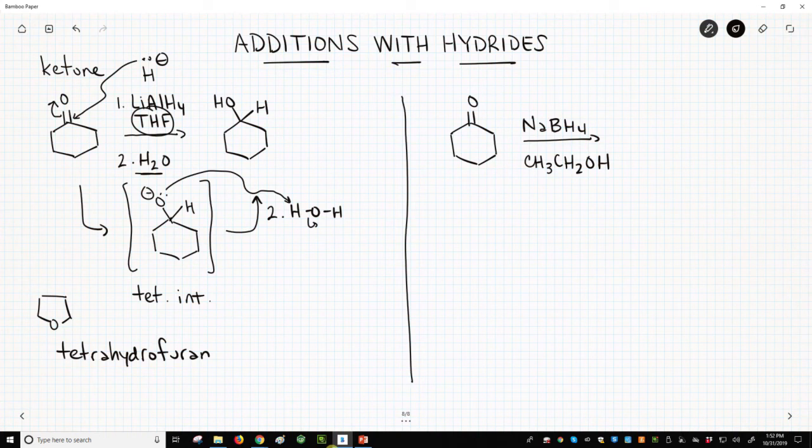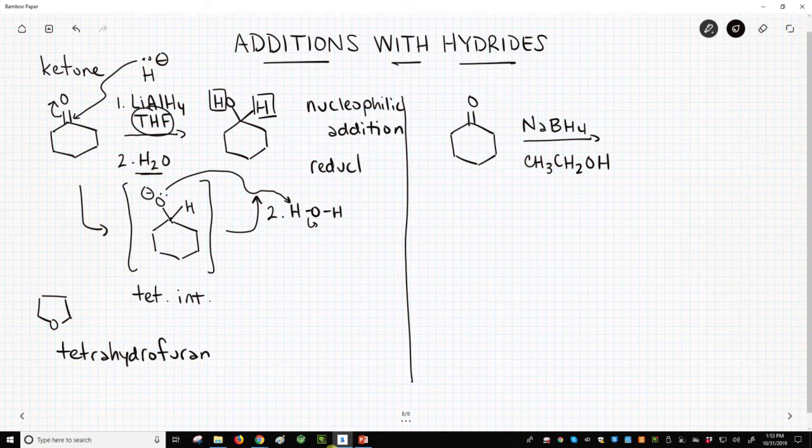In this reaction, we have performed a nucleophilic addition. If you look at what we added, it is 2 hydrogen atoms. When we add H2, we call the reaction a reduction. So, we might say that we did an addition on the ketone. We might also say that we reduced the ketone to an alcohol.